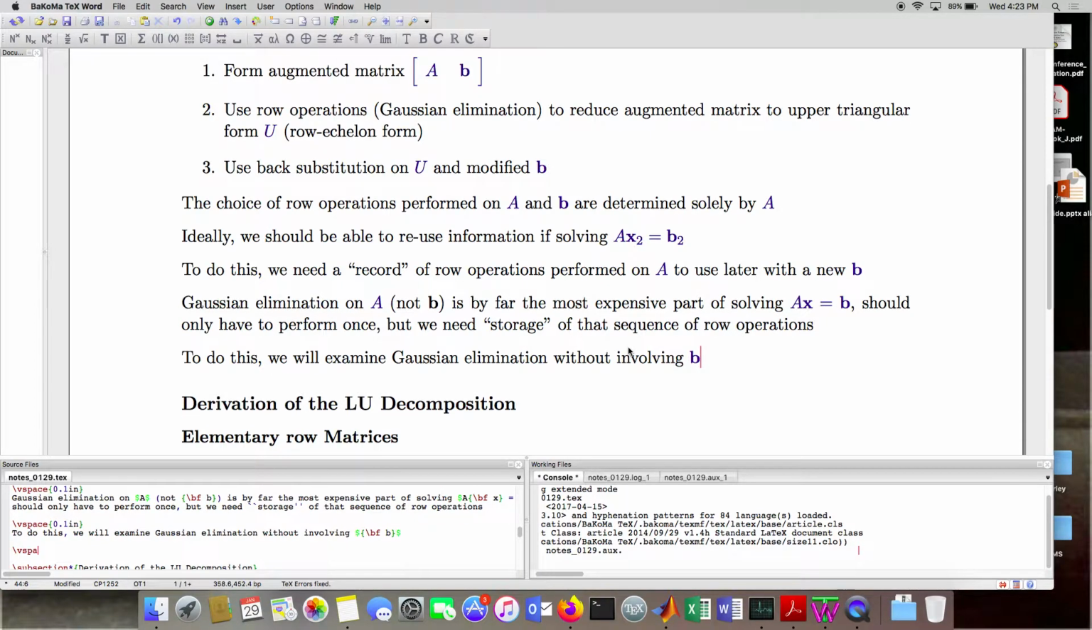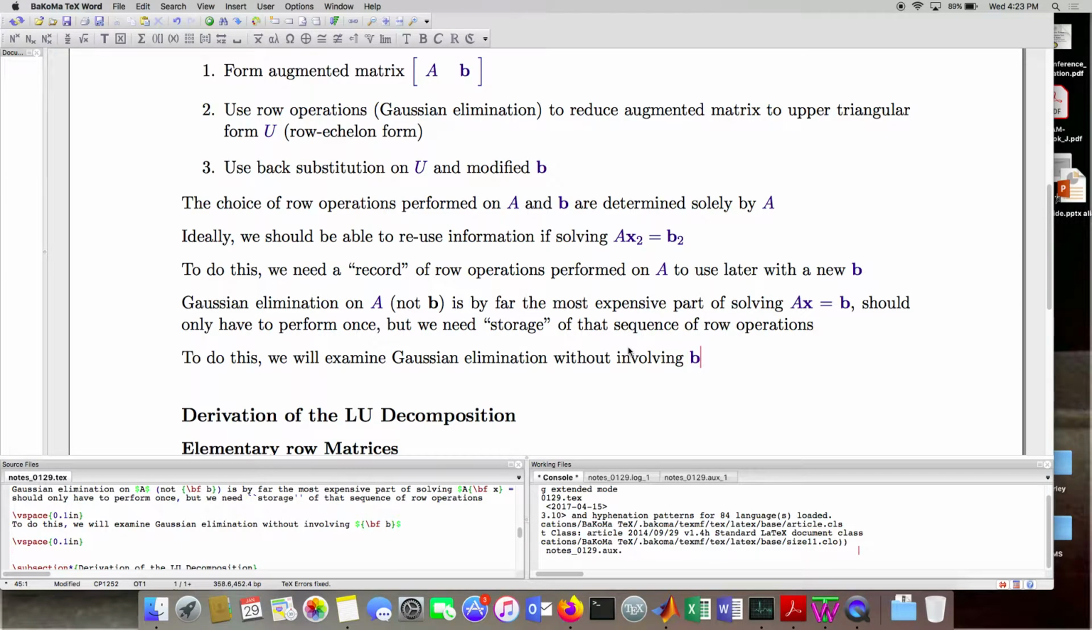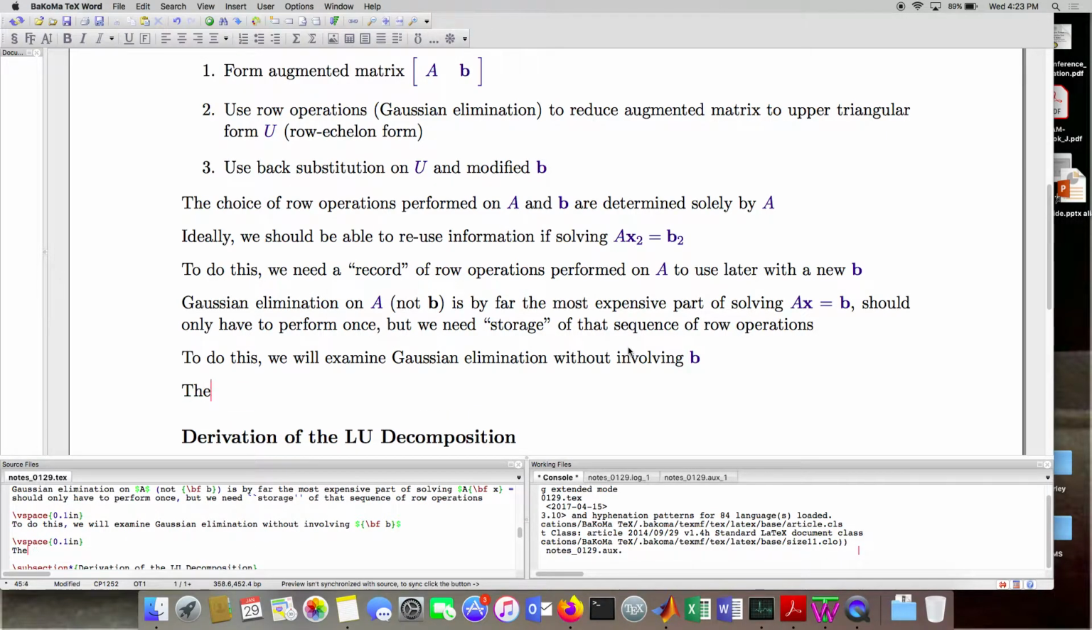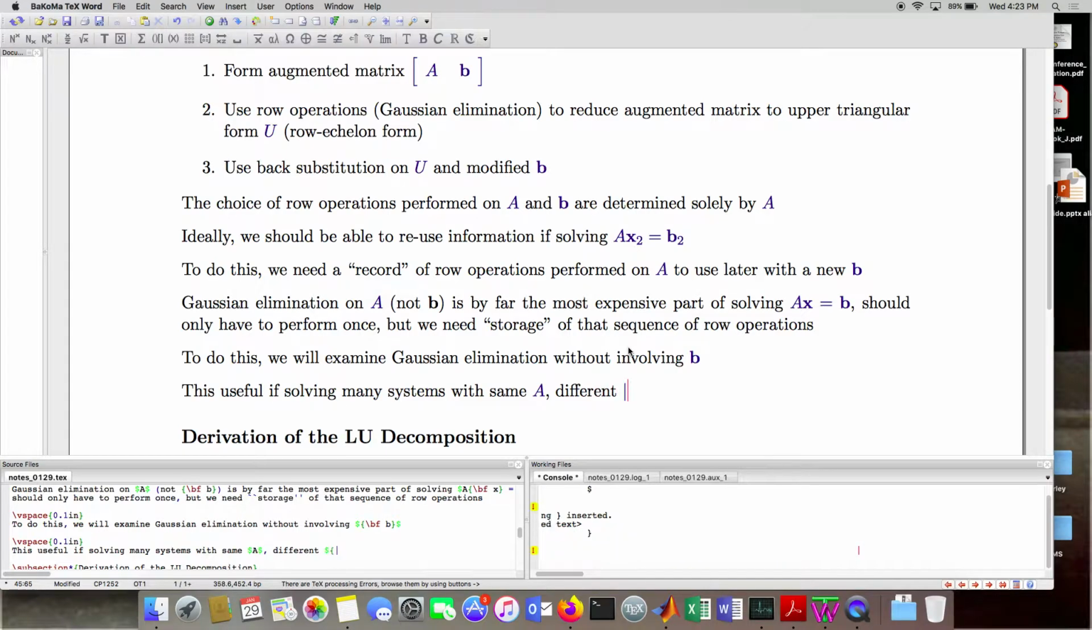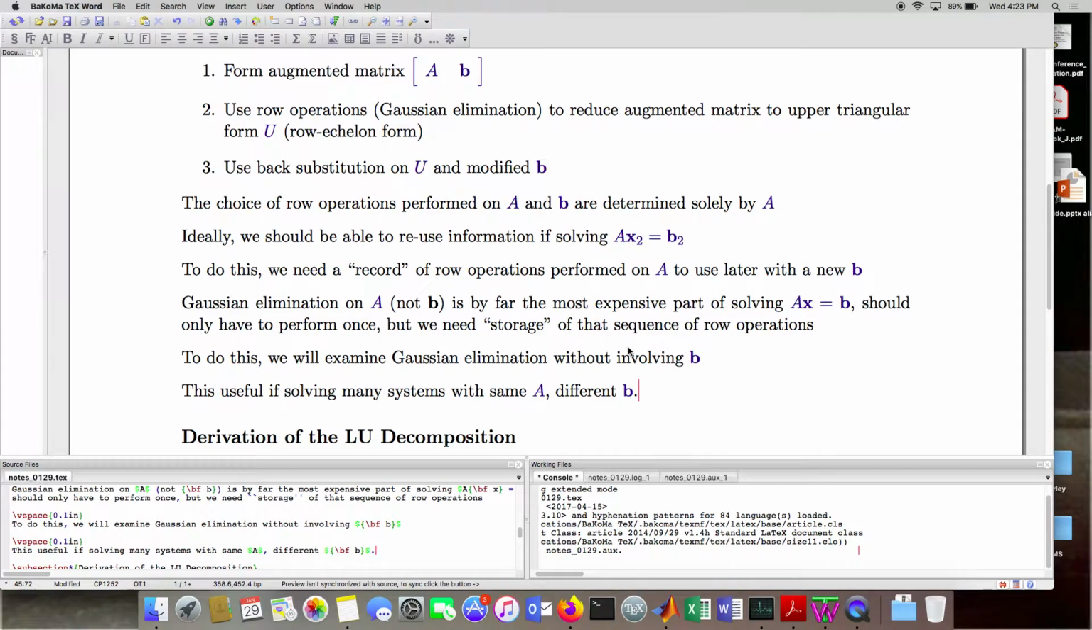Now, before I go into that, this is useful if solving, as I mentioned earlier, many systems with the same A, different B. Now you might be thinking, am I just making this situation up? Does this actually happen in nature? That someone really does have a need in a practical application to solve many, many systems with the same matrix with different right-hand sides?